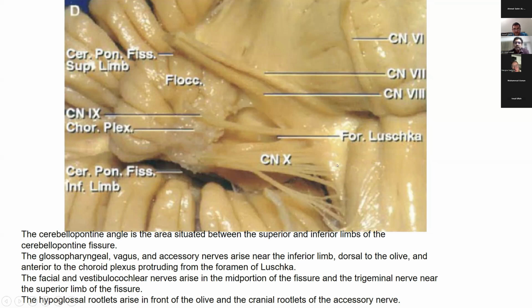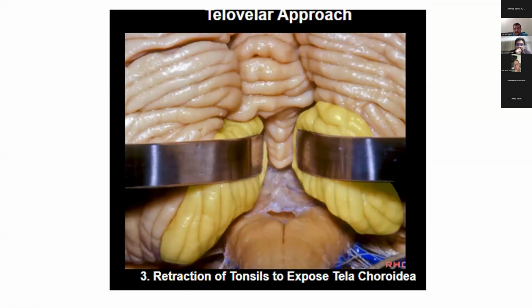And the hypoglossal nerve arises over here, in front of the olives. So that was most of it about the surface anatomy of the cerebellum.